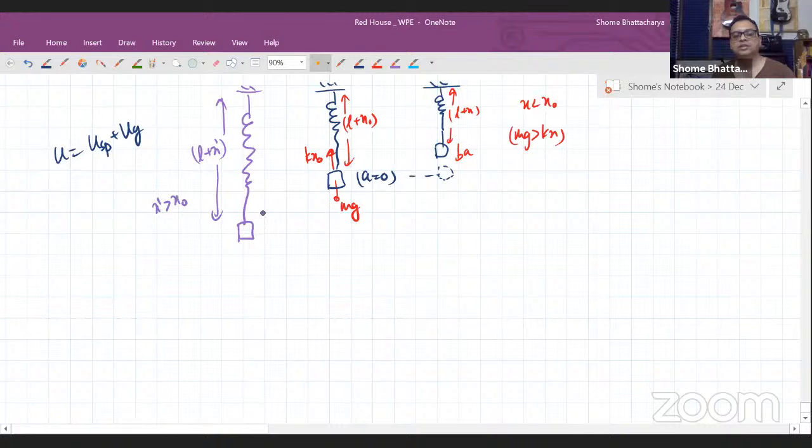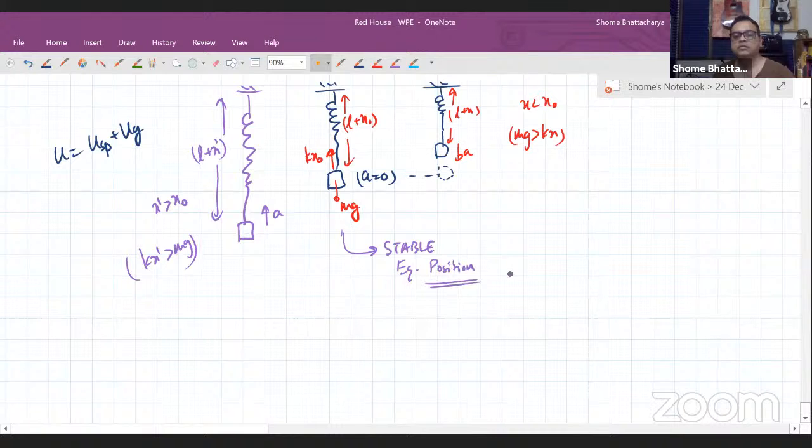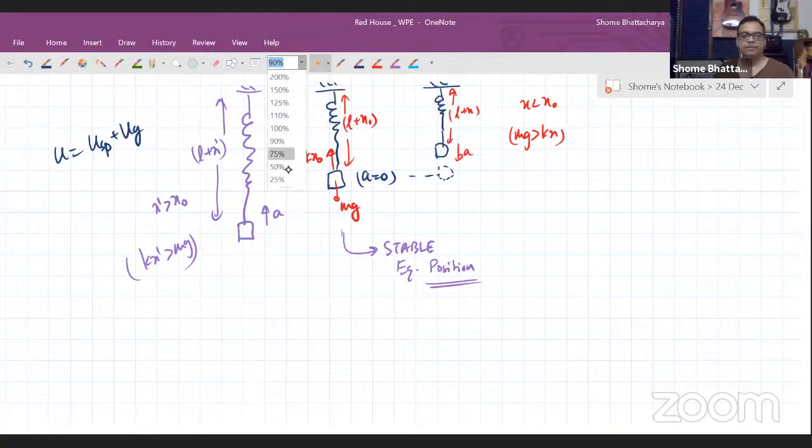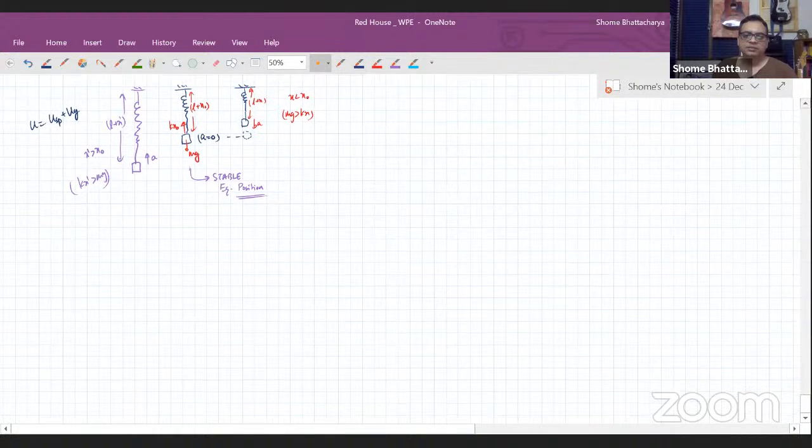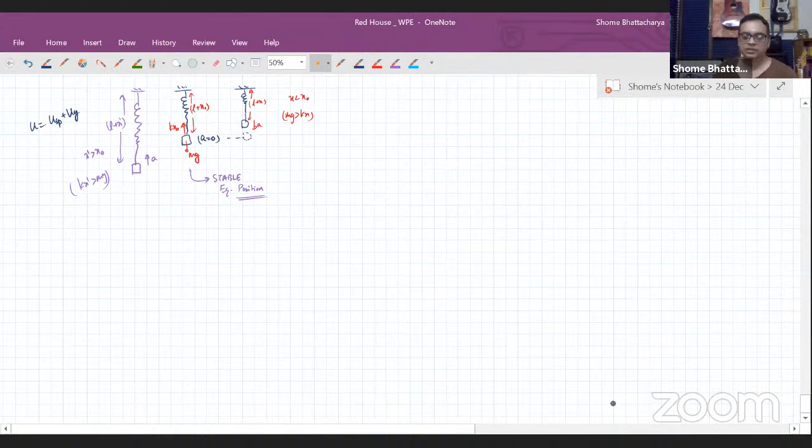So here what will happen? It will happen because now kx prime will dominate over mg. So spring force will dominate. So you can see that this is now a stable equilibrium position. So this is an example of a system where the spring is stretched in stable equilibrium position, because there is some other force also. There's mg also. Okay, so we'll discuss more about applications of stable equilibrium and unstable equilibrium position in the next lecture.